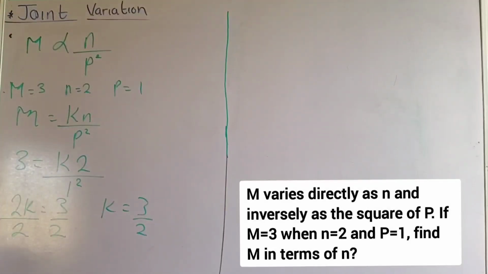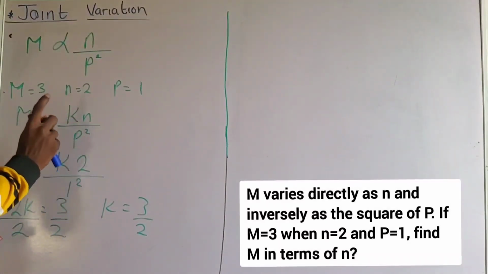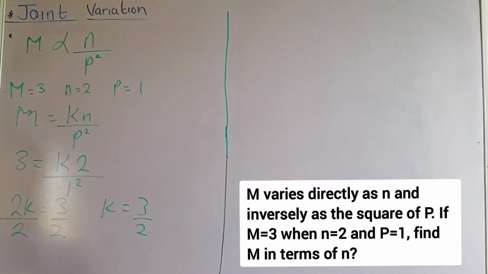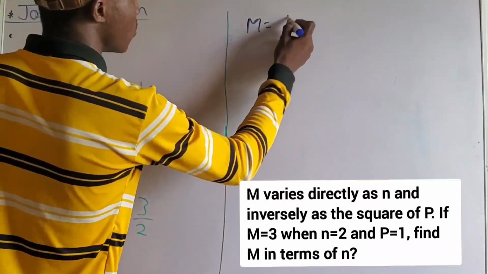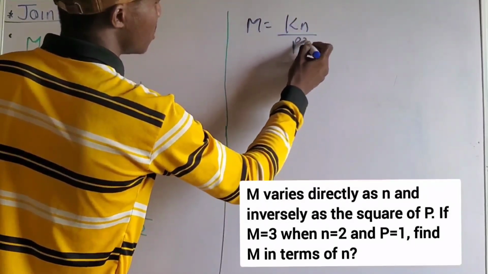Now, don't forget that the goal of the question is to find m in terms of n and p. To get the value of m in terms of n and p, we just have to replace the value of k as 3 over 2 in this formula. Okay, the formula is m equals kn all over p squared.